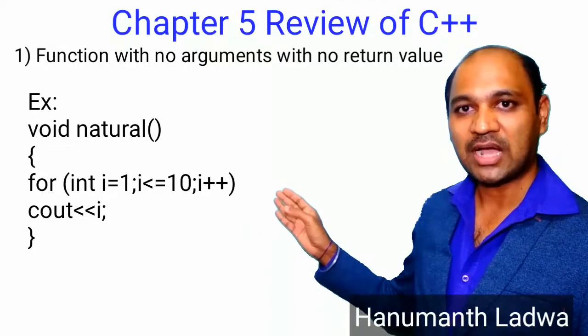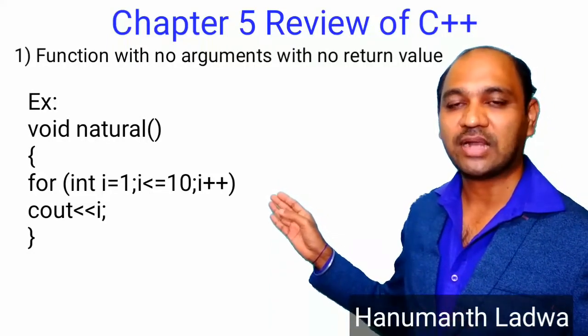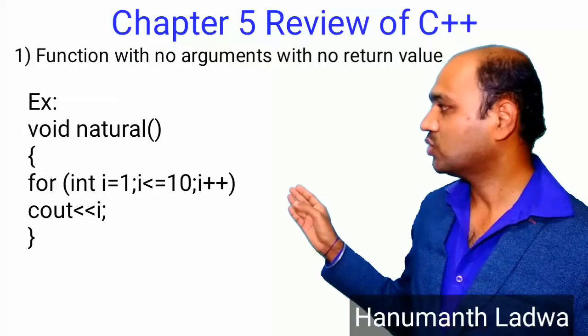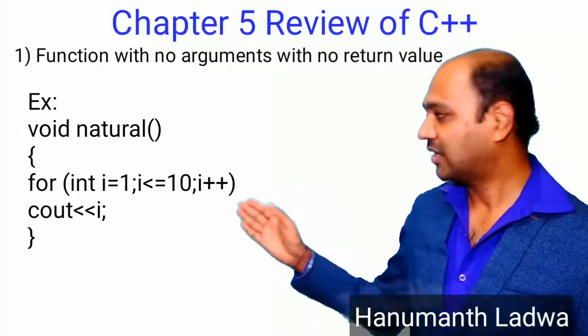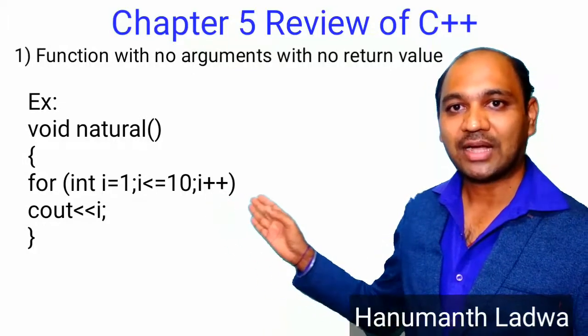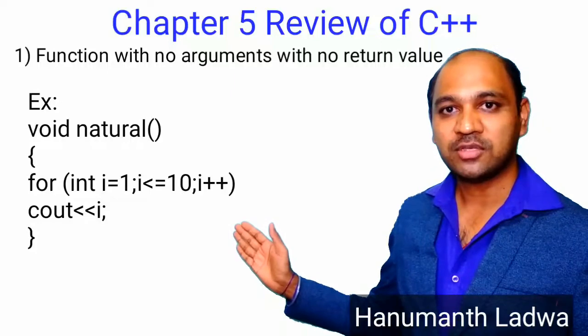Then put semicolon, i is less than or equal to 10, because we want to print the first 10 natural numbers. Then we are going to use the increment operator, that is i++. Next we are going to write cout and print the values of i. So next, the curly closing brace.